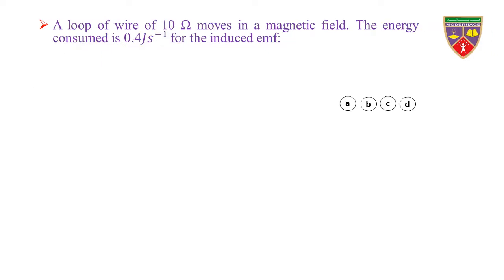A loop of wire of 10 ohms moves in a magnetic field. The energy consumed is 0.4 joule per second. The induced EMF is: option A, 10 volts; option B, 4.0 volts; option C, 2.0 volts; option D, 1.0 volts. The key is 2.0 volts. Therefore, the correct option is C.